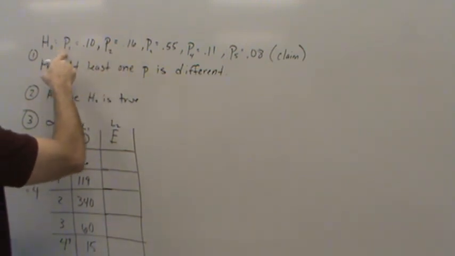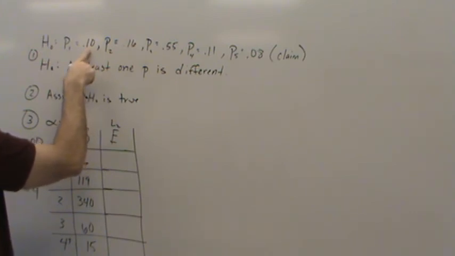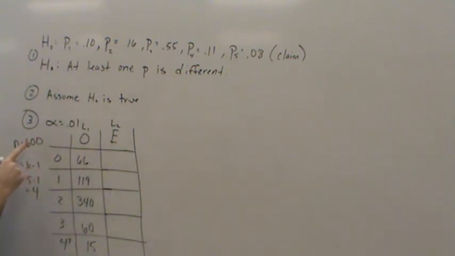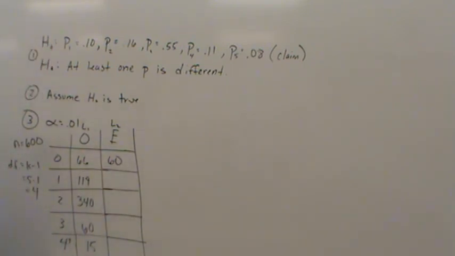So here's the 0 category. What percentage would we expect to fall into that category? 10%. So how do we get the expected value? We take 10% of the 600. So what's 10% of 600? 60. So that's going to be that value. Now the next one is 16%. So 16% of 600 we would expect to fall into that. So I'm going to take 0.16 times 600, and that's going to be 96.